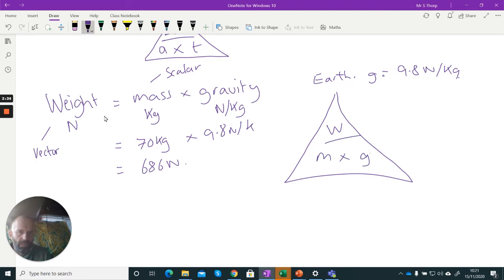And we can work out the units for gravity because it's weight divided by mass, and that's newtons per kilogram. So if you can't remember the units, you can actually work them out using the equation. Right, next one.